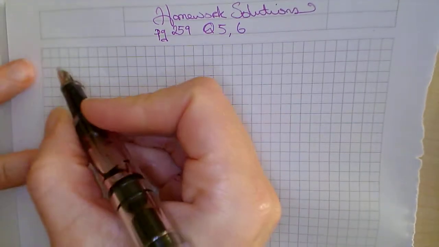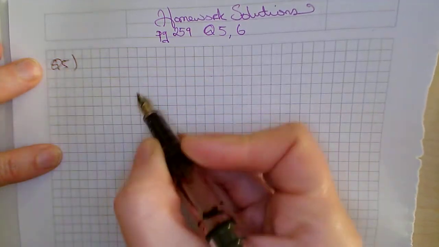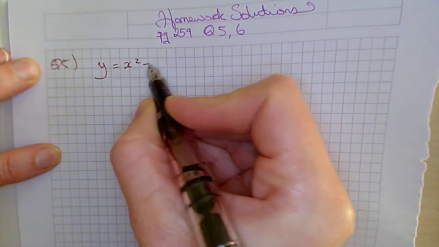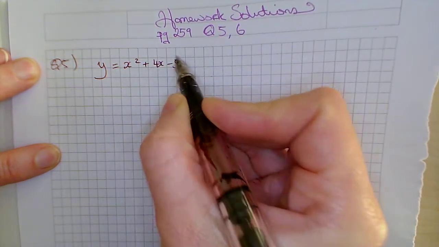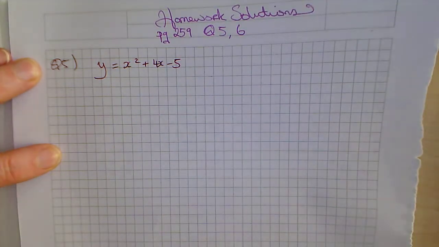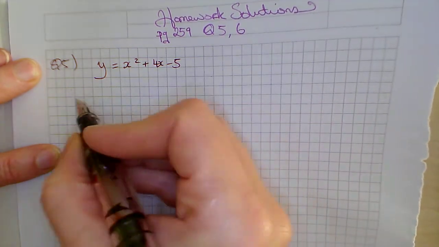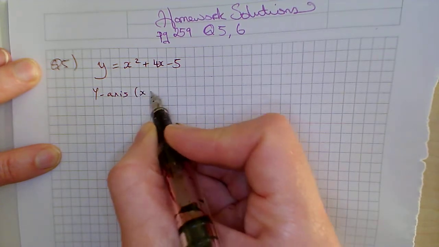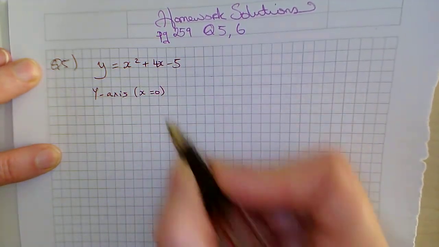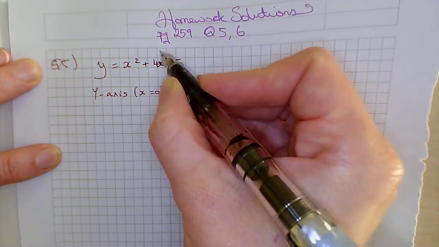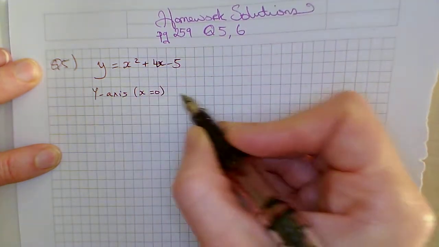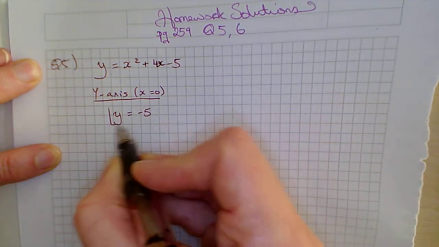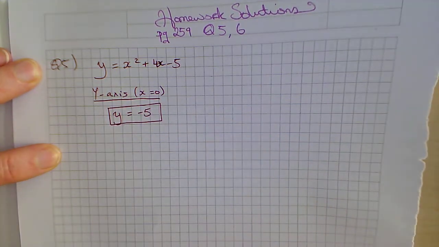Okay, in question 5, we're asked to find the points where the graph y equals x squared plus 4x minus 5 intersects the x-axis and the y-axis. So let's do the y-axis first. The y-axis means x is equal to 0, and that's just going to be the constant value, because the other terms will go to 0. So you can write it down straight away: y equals minus 5 is my y-intercept.